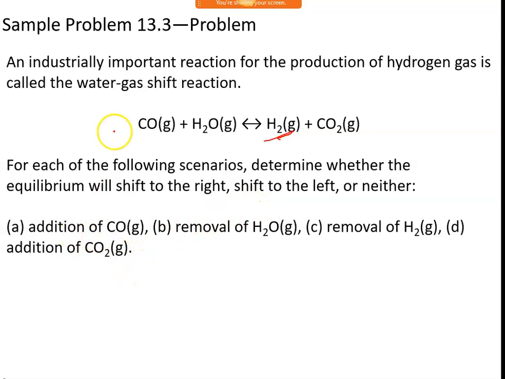So if I add CO, I'm increasing this. You tell me which way the equilibrium is shifting. Is it shifting towards the right, which is the product side? Is it shifting to the left, which is the reactant side? Or does it have no effect at all? What do you guys think? Why don't you put either R, L, or N in the chat box? So if I increase CO, which way is the equilibrium shifting?